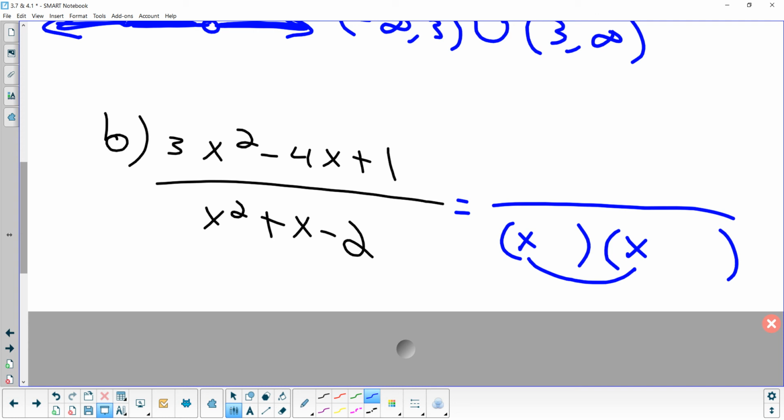And Matt, what about my signs? Both positive, both negative, or one of each? One of each. Yes. The rule here is, because you have a positive middle and a negative at the end, we're going to do one of each.